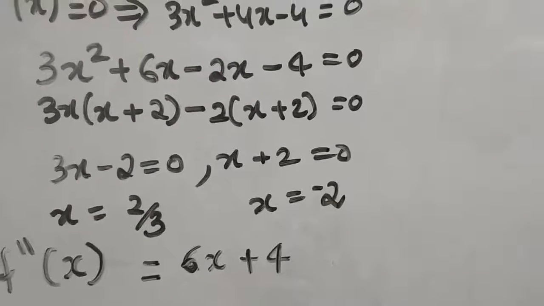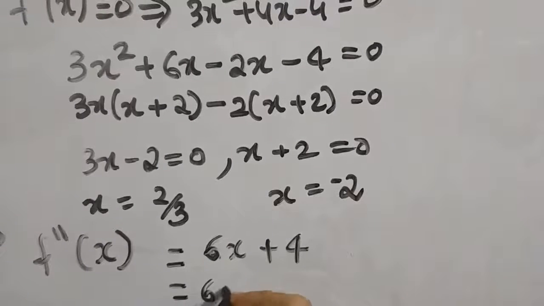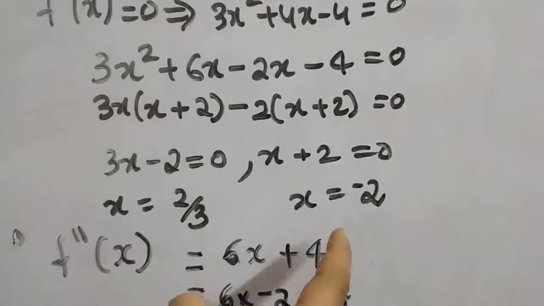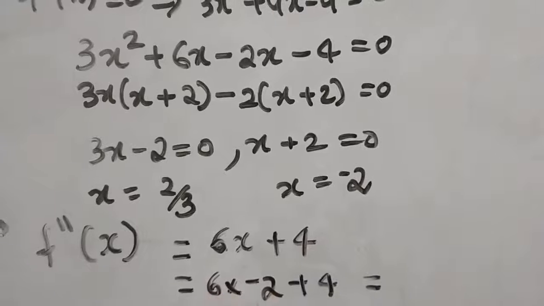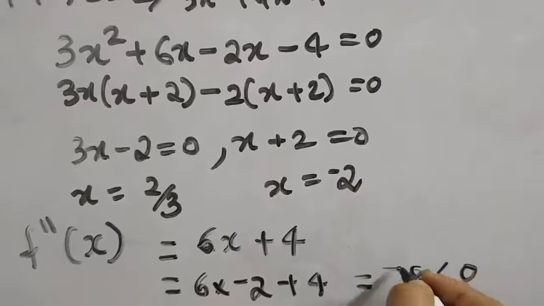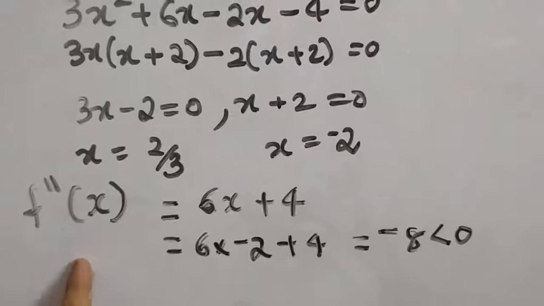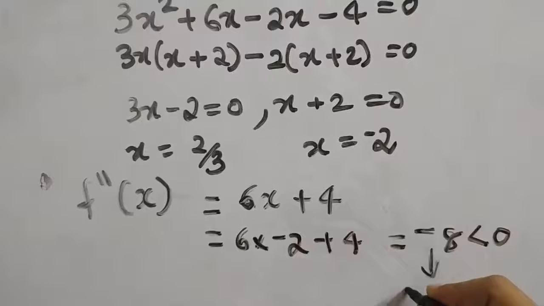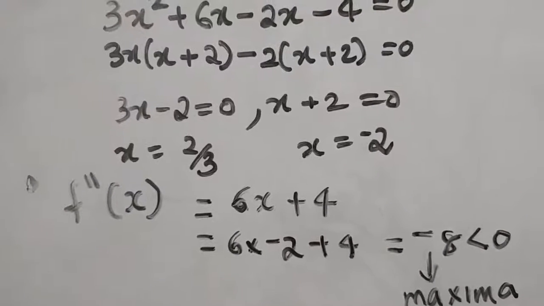Okay. So now we are going to check for minus 2. So 6 into minus 2 plus 4. So f double dash of x at x is equal to minus 2. So what you will get? You will get the answer as minus 12 plus 4, that is minus 8, which is less than 0. Minus 8 less than 0. So if you get f double dash of x negative, what we can write? There exists a maxima. Understood?